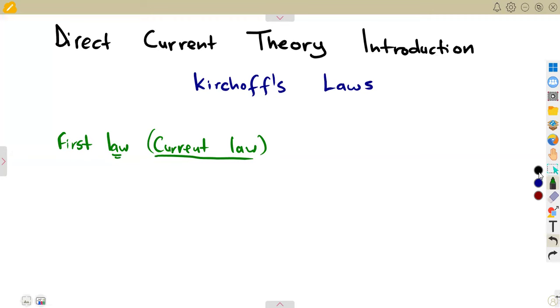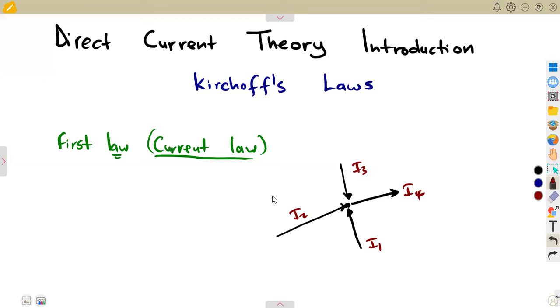It states that, considering a junction, which is a certain point, there is a current flowing towards the junction. Then there's a current flowing away from the junction. Another current is flowing towards the junction like this. Let's say this is current 1, this is current 2, this is current 3, and this is current 4.